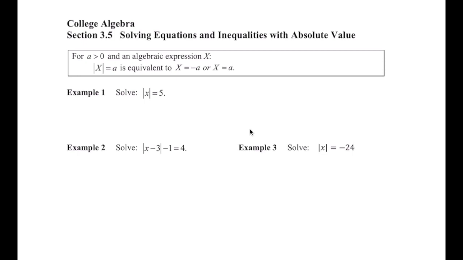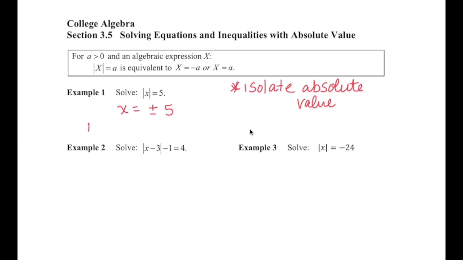The first thing I want to make sure that you do before we solve is to isolate the absolute value. I see that the absolute value of x is set equal to 5, so the absolute value is already isolated, and I see that 5 is greater than 0, so that's positive. Therefore, our solutions are x is equal to plus or minus 5.